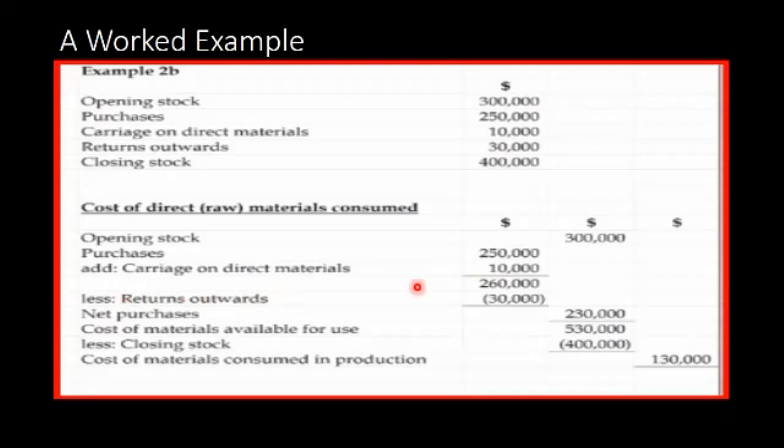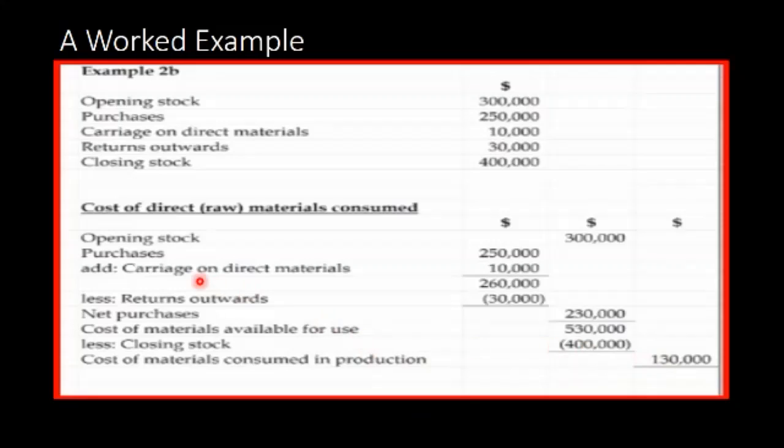Less return outwards, right? The return outwards comes out of the purchases that you bought. It's goods or raw materials that you send back, right? So you have to minus it out here. Again, you cannot minus it out somewhere down here. You will not get the mark for that. So you maintain the same format and you'll wind up with the cost of material consumed being 130.